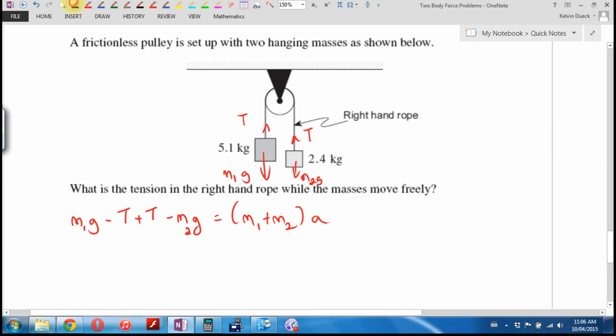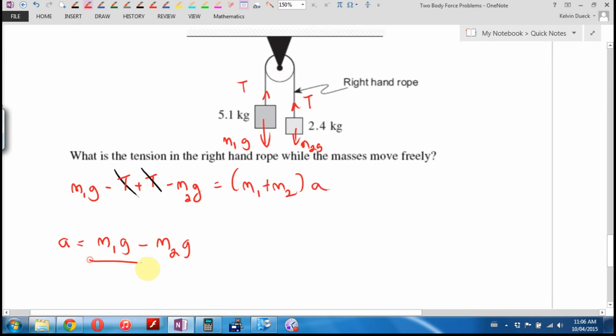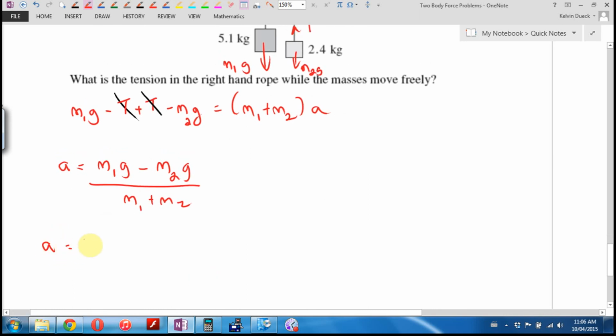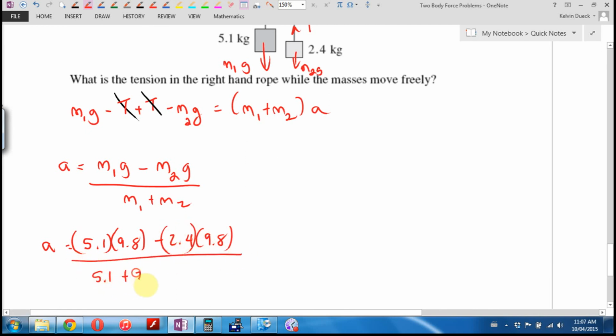So, Kyle, I cancel out tension, right? How would I get the A by itself? If I hear you correctly, it's going to be M1G minus M2G, and you're saying I would divide that by M1 plus M2? Yeah. In fact, I can then say the acceleration is going to be 5.1 times 9.8 minus 2.4 times 9.8, all divided by 5.1 plus 2.4.